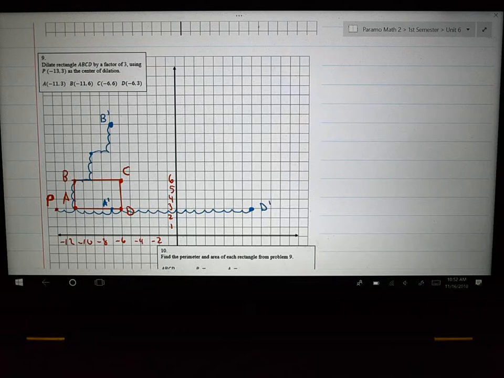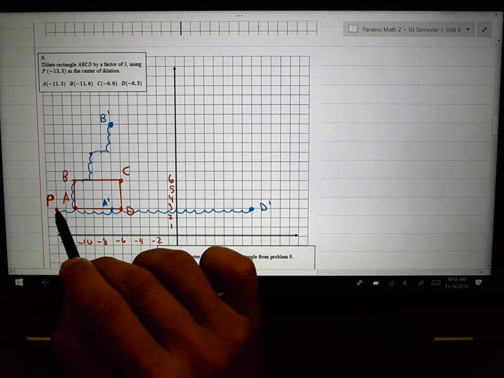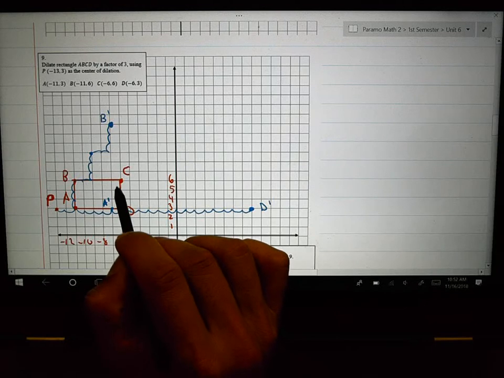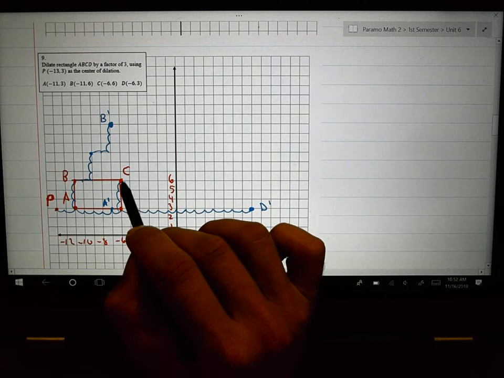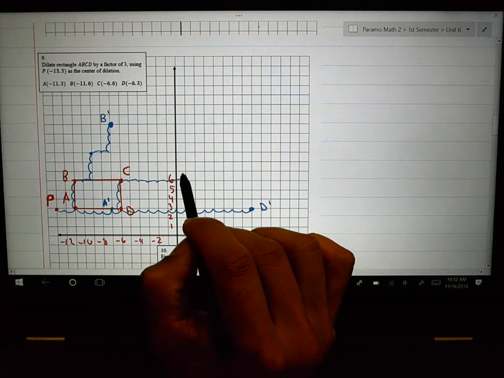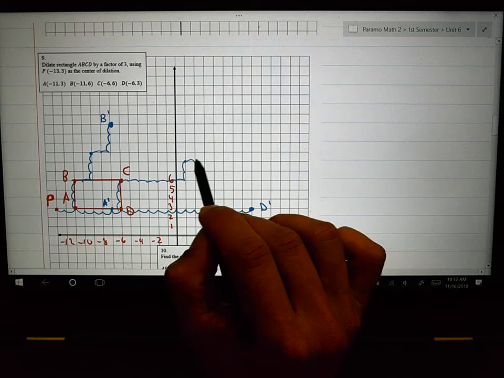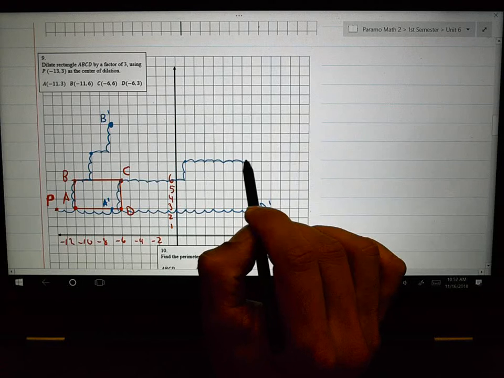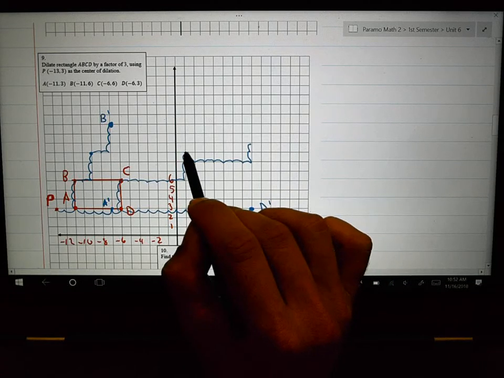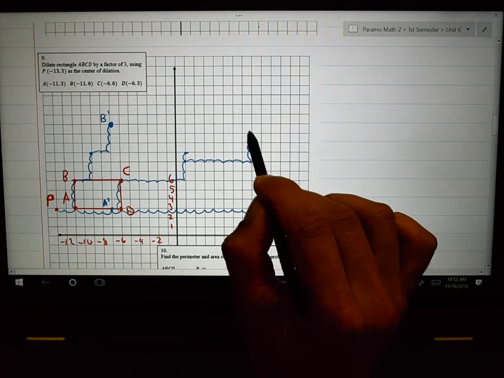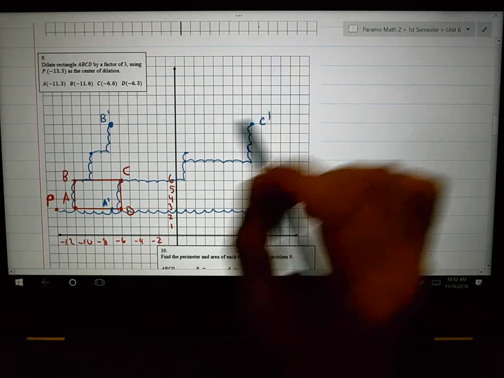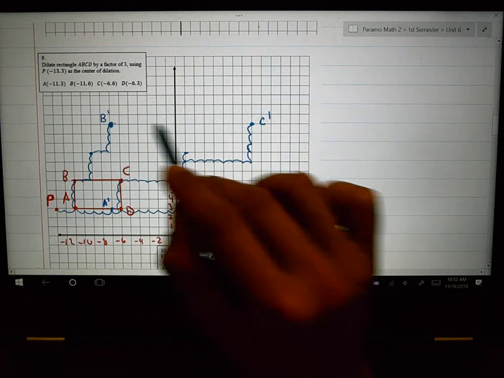And the last one is C. To the right 7 and up 3 is where C is. I need to do that 2 more times. To the right 1, 2, 3, 4, 5, 6, 7 and up 2. To the right 1, 2, 3, 4, 5, 6, 7 and up. Oh, I'm sorry. It's supposed to be up 3. Up 3. So from here 1, 2, 3. I didn't count that right.